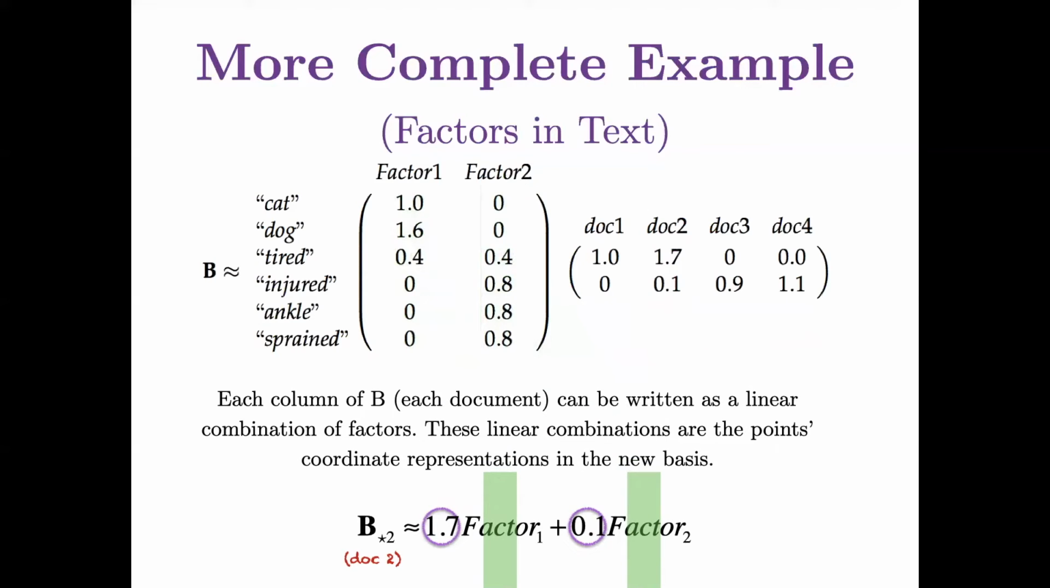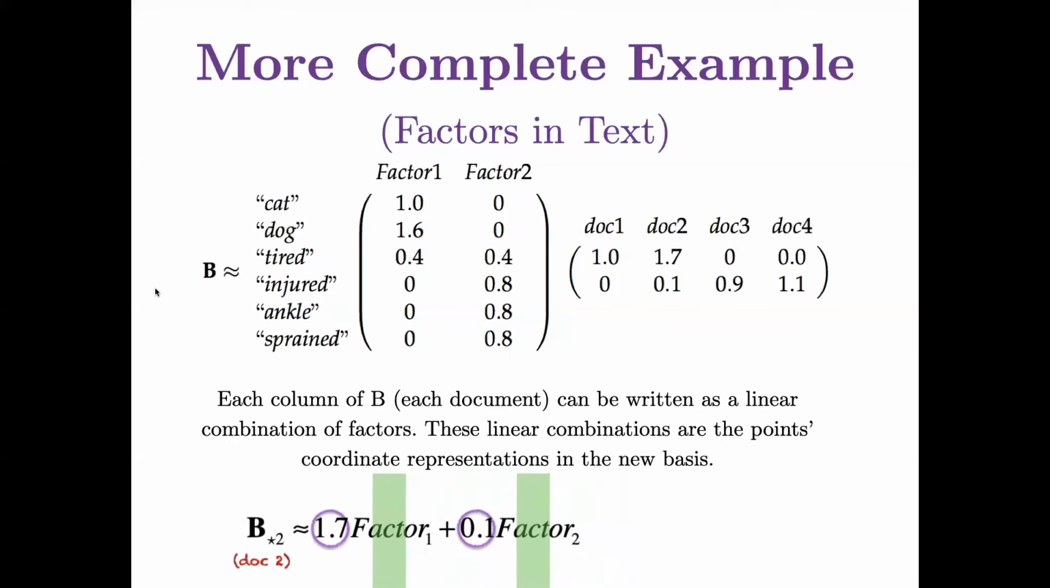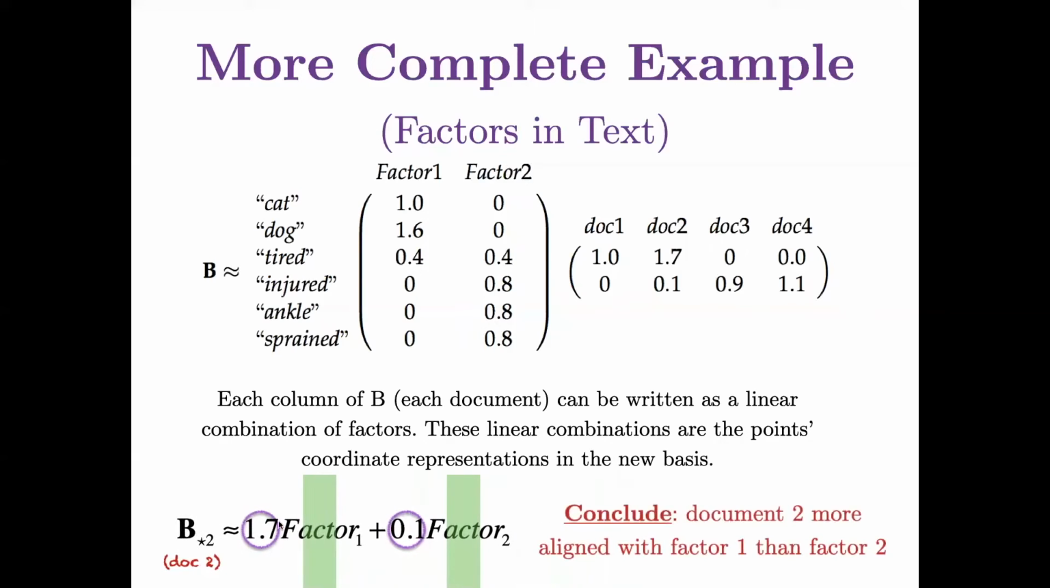And we might use that to conclude, well, it seems like document 2 has more to do with factor 1 than it does with factor 2, just because the coordinate along factor 1 is much bigger.